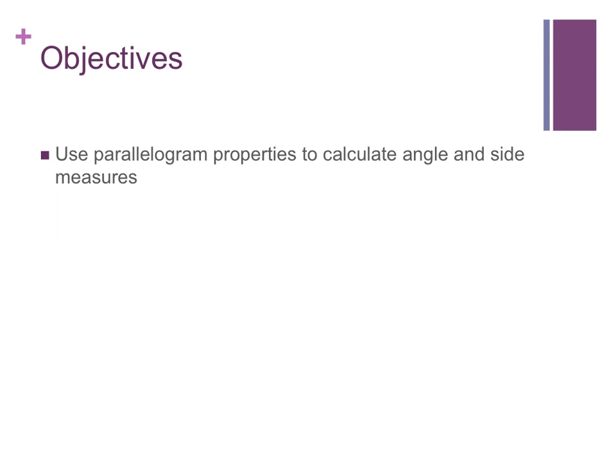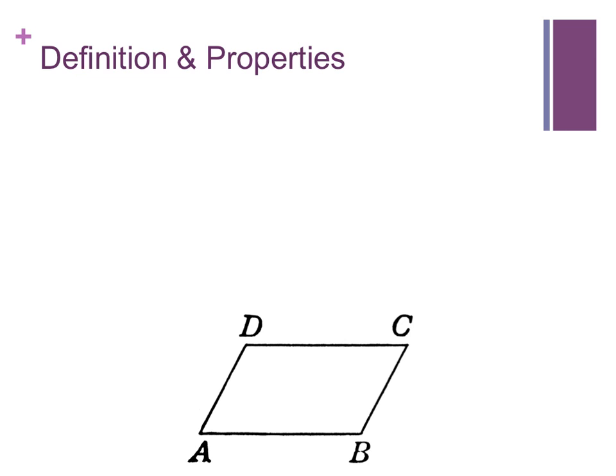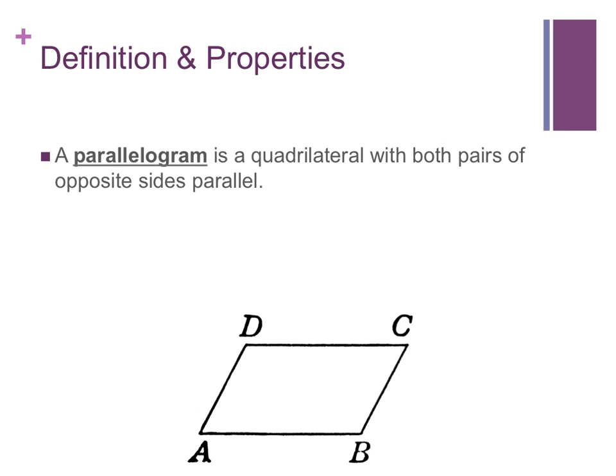First, a look at what we are going to be doing today. We're going to use parallelogram properties to calculate angle and side measures. So first thing, parallelogram properties. A parallelogram is a quadrilateral with both pairs of opposite sides parallel. So quadrilateral means it has four sides, and then the opposite sides are parallel.